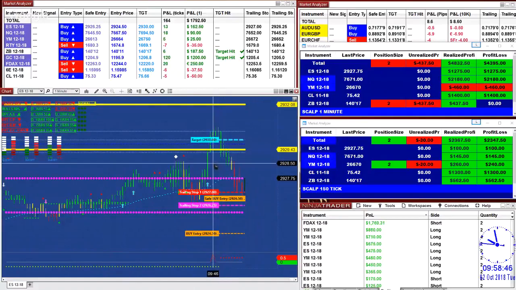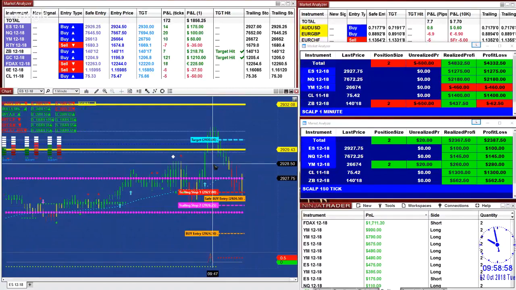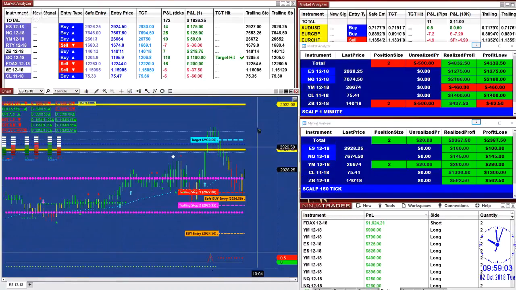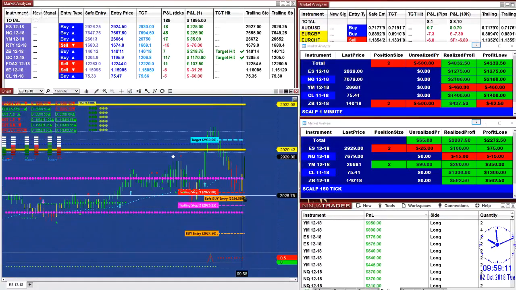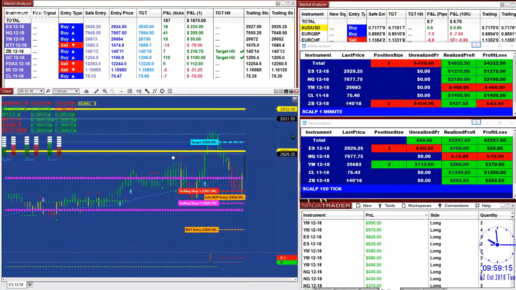There we go. Very simple. The re-entry was 2924.50. Look where the pullback was. And now it's going to fly again.